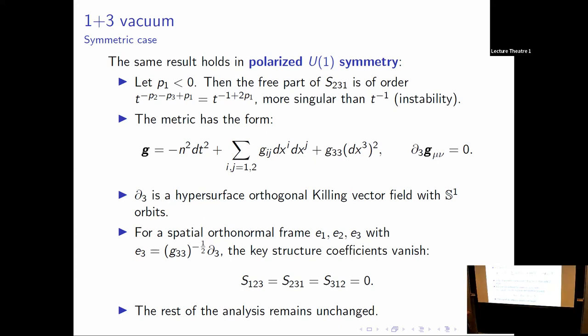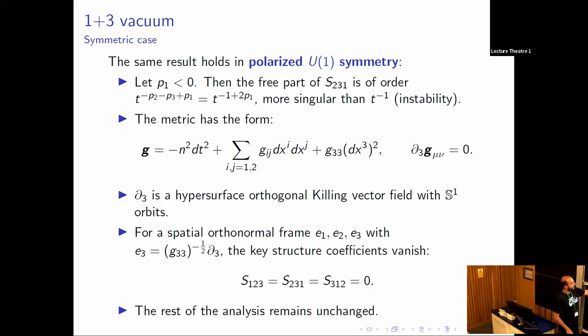So if you assume you have a Killing field, which is hypersurface-orthogonal, or if you like, a translation symmetry in X3 and your metric having this form, then you consider a frame which is adapted to the Killing direction, and then you get for free that these structural coefficients with distinct indices are in fact all zero. So the one you would like to be zero is the one that corresponds to the branch more singular than minus one. But okay, all of them are zero anyway. And therefore you don't see them in the analysis. You can repeat the same estimates and there's no danger, there's no instability. Okay.